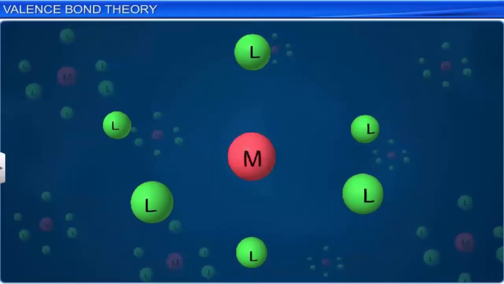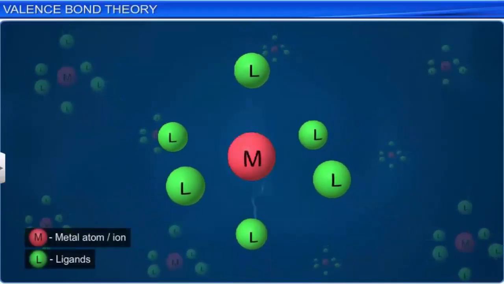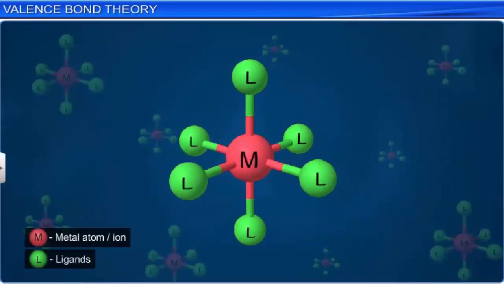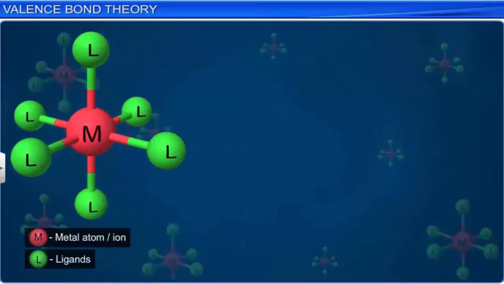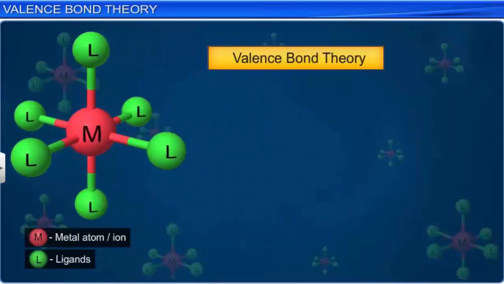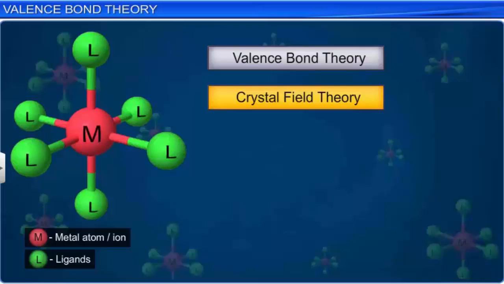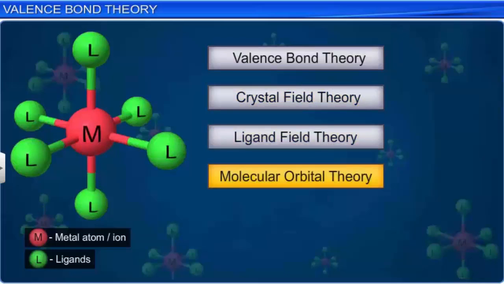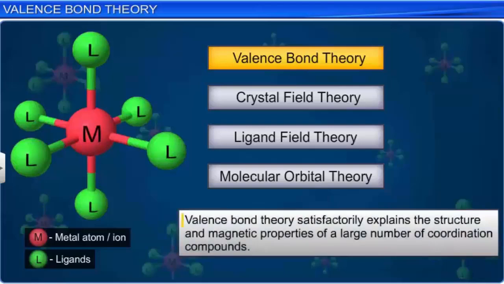To explain the metal to ligand bonding in complex compounds, different theories, such as the valence bond theory, crystal field theory, ligand field theory, and molecular orbital theory were proposed. Among these theories, the valence bond theory is the simplest, which satisfactorily explains the structure and magnetic properties of a large number of coordination compounds.